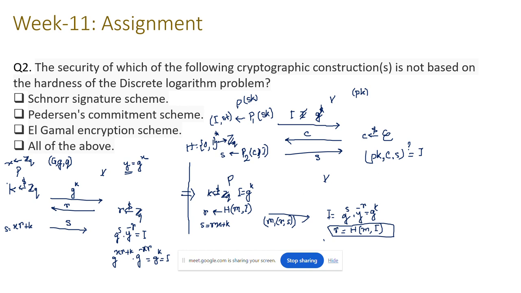So this is only a single round interaction from prover side to verifier side, but essentially the internal assumption is that this identification scheme is secure. If this identification scheme is secure, then the signature scheme built upon that identification scheme is also secure. So this is what the Schnorr signature scheme does.